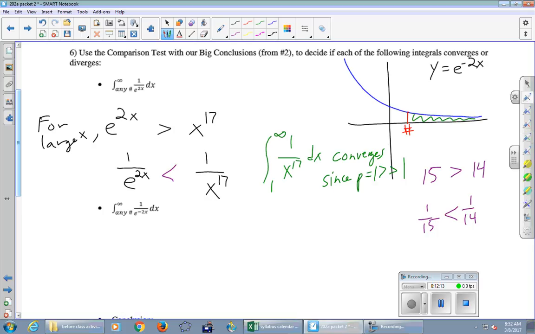So that's our conclusion. The integral of 1 over e to the 2x from any number up to infinity converges by the, abbreviated CT, comparison test. Feel free to make that same abbreviation. That's the comparison test. We compared our integral to one whose behavior we know, and the inequality worked out in the right direction, so we get our conclusion that our integral behaves exactly the same as the integral of 1 over x to the 17.